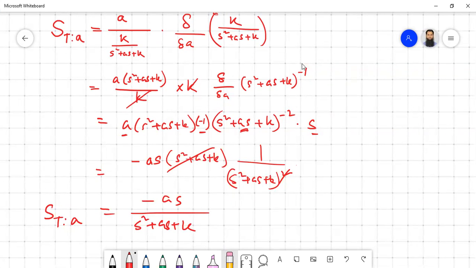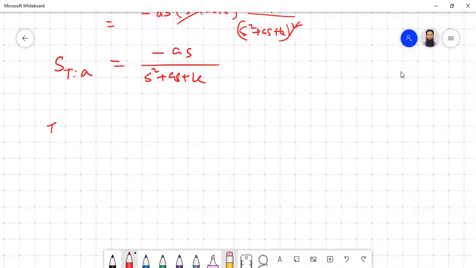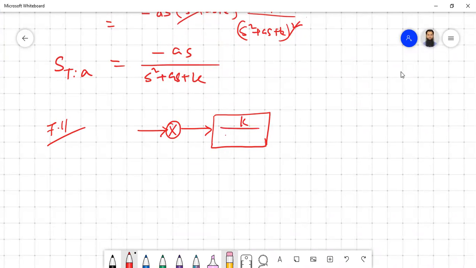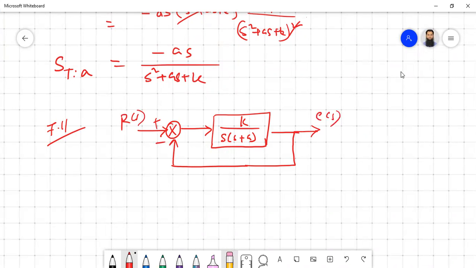Now, let us look at another example, example 7.11. Another unity feedback system is given, similar one, K by S into S plus A. This time we have to find out the sensitivity of the error with respect to the parameter A. So we know the formula, which is basically simple: the parameter by the function, then d e by del A.